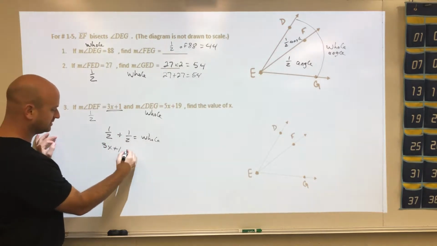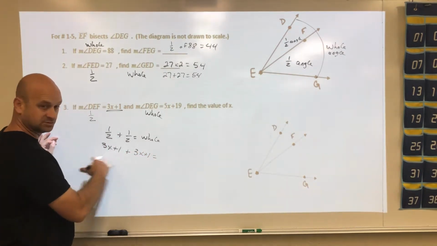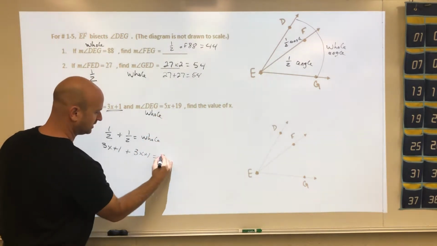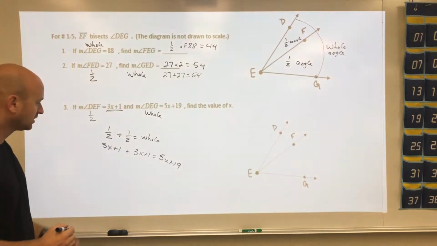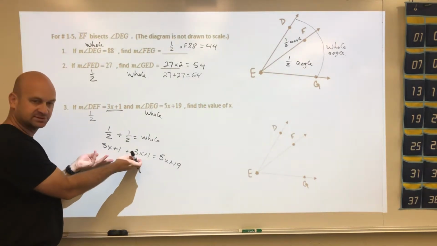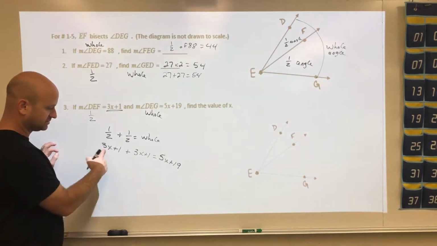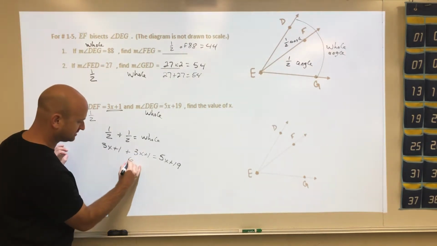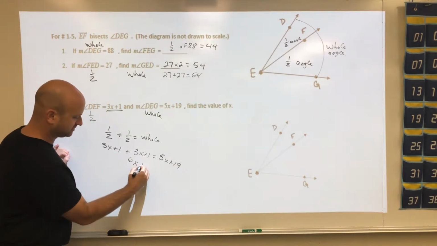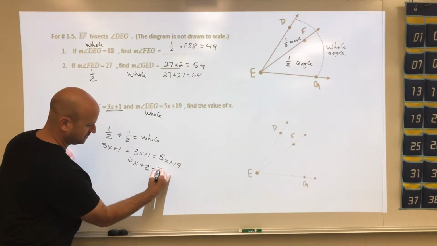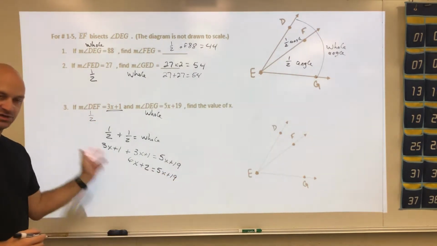So how many of these do we need? We're going to add another 3x plus 1. And when we do that, it's going to equal to the whole angle, which is 5x plus 19. Now in this step, because we have multiple x's on one side of the equal sign, we're going to combine like terms. So 3x plus 3x would give us 6x. Positive 1 and positive 1 would give us a positive 2. Okay, and then from here we can use our equation.